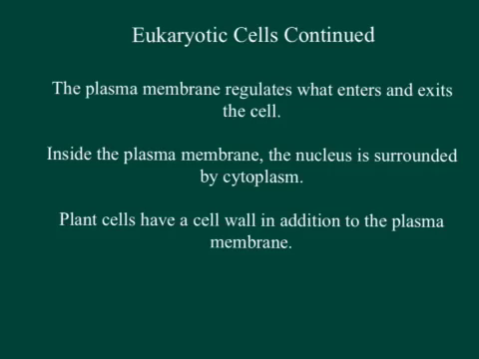Eukaryotic cells also have the plasma membrane that regulates what enters and exits the cell. Inside the plasma membrane, the nucleus is surrounded by cytoplasm. Plant cells have a cell wall in addition to the plasma membrane.